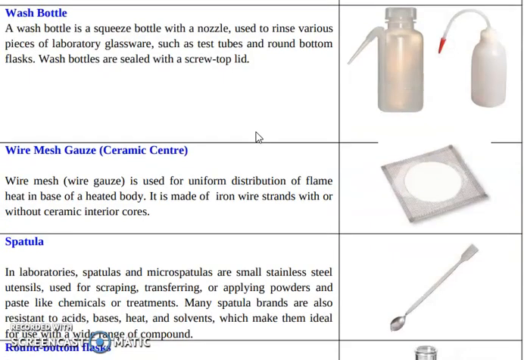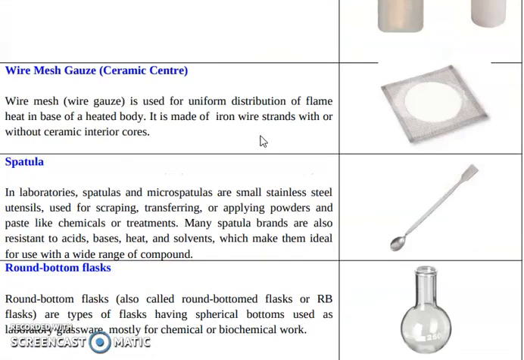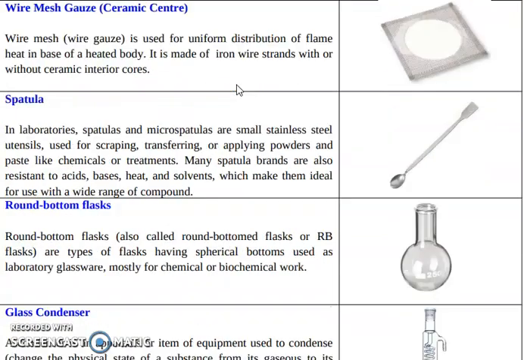Wash bottle. A wash bottle is a squeeze bottle with a nozzle used to rinse various pieces of laboratory glassware such as test tubes and round bottom flasks. Wash bottles are sealed with a screw top lid. Now, wire mesh gauze or ceramic center. A wire mesh or wire gauze is used for uniform distribution of flame heat on the base of a heated body. It is made up of iron wire strands with or without a ceramic interior core.